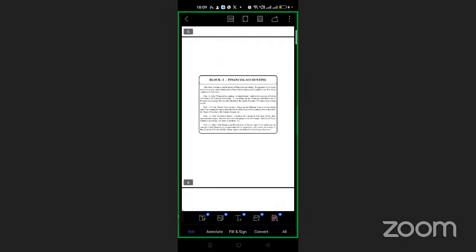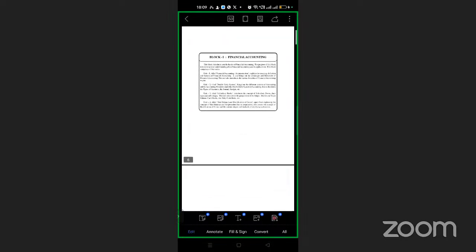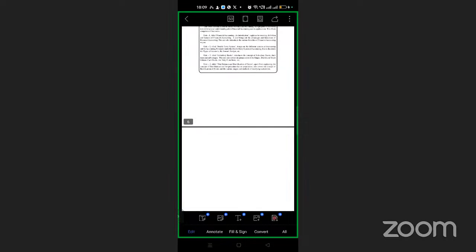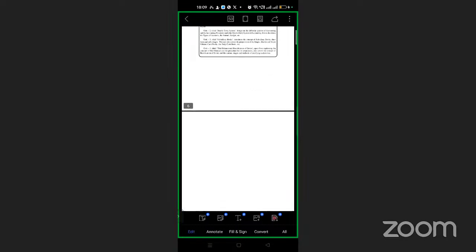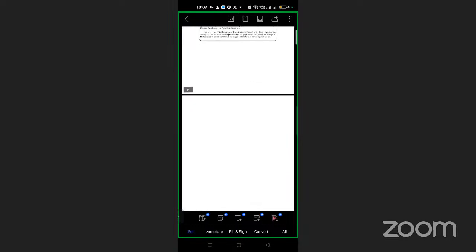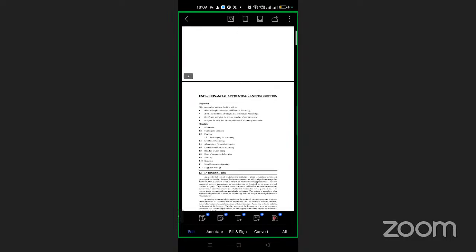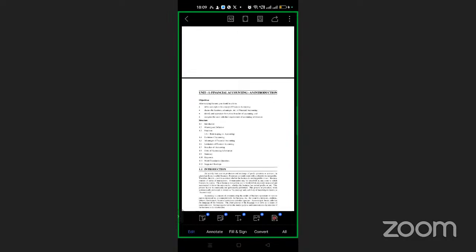In block 1, apart from that, they have also given some theoretical part, that is unit 1, which talks about the financial accounting introduction part, in which they give the definition of accounting, its advantages, disadvantages, limitations, the branches of accounting, and uses of accounting information. That will all be discussed in unit 1 of block 1. Under that, unit 1 is the theoretical part.